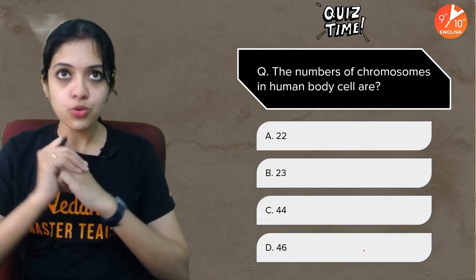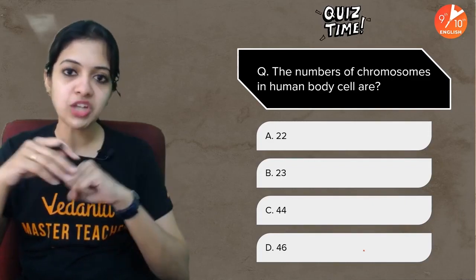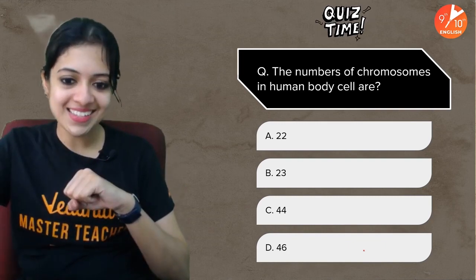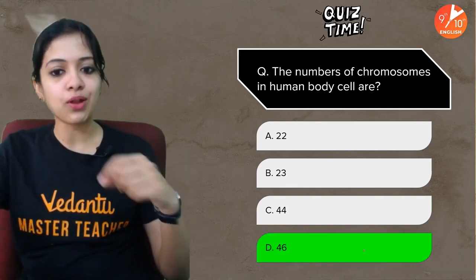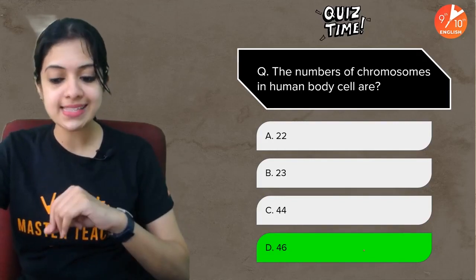Remember? I told you this today also once. I told you this in the previous session also. And I told you this in chapter 1 also. And the answer is 46. In a diploid cell, there are 23 pairs of chromosomes or 46 chromosomes.